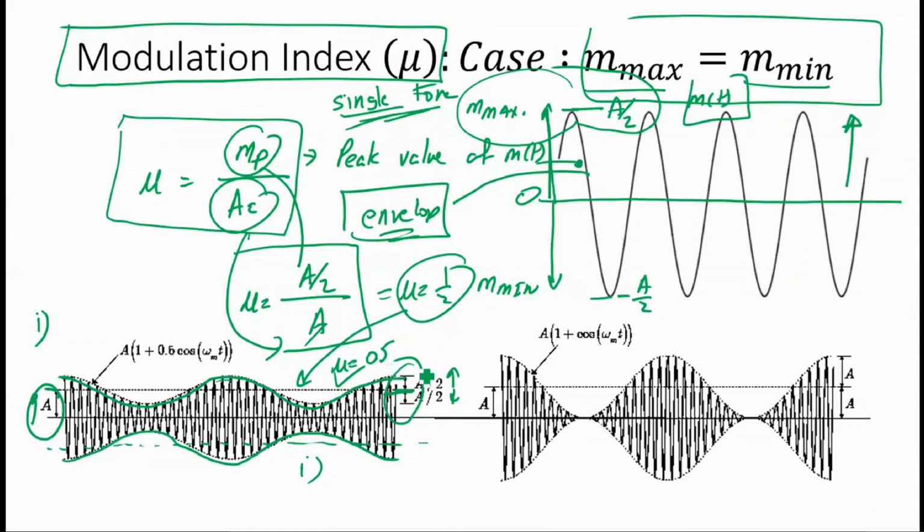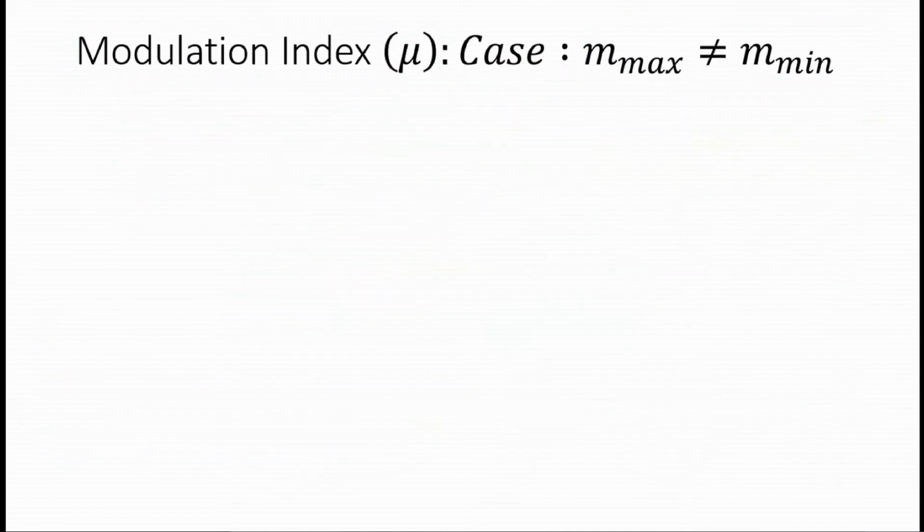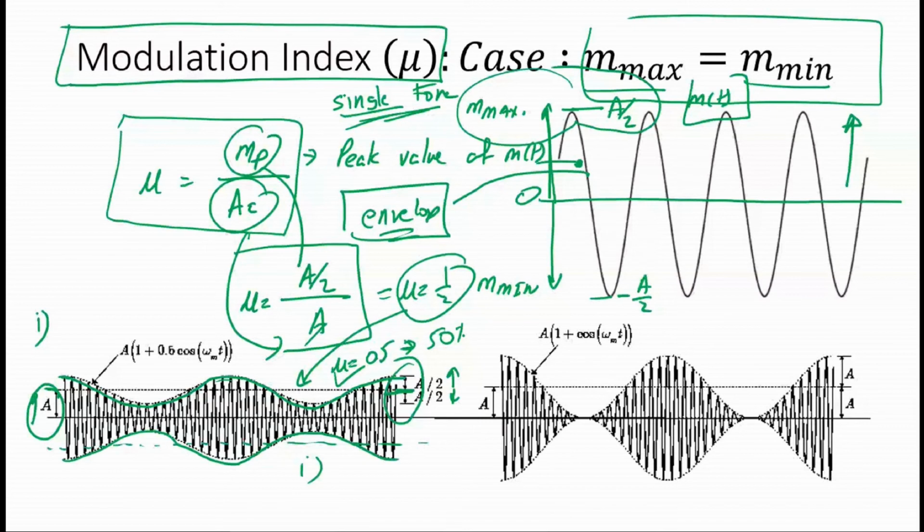So this also means that we are having a modulation of 50%. This is 50% modulated, right? And this is A plus A times mu cos omega mt or omega ct, whatever. Can you address the second case?